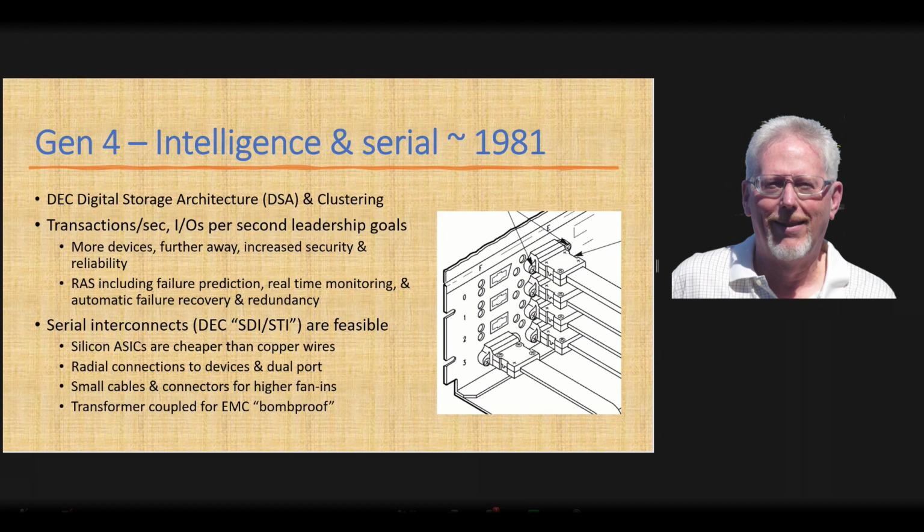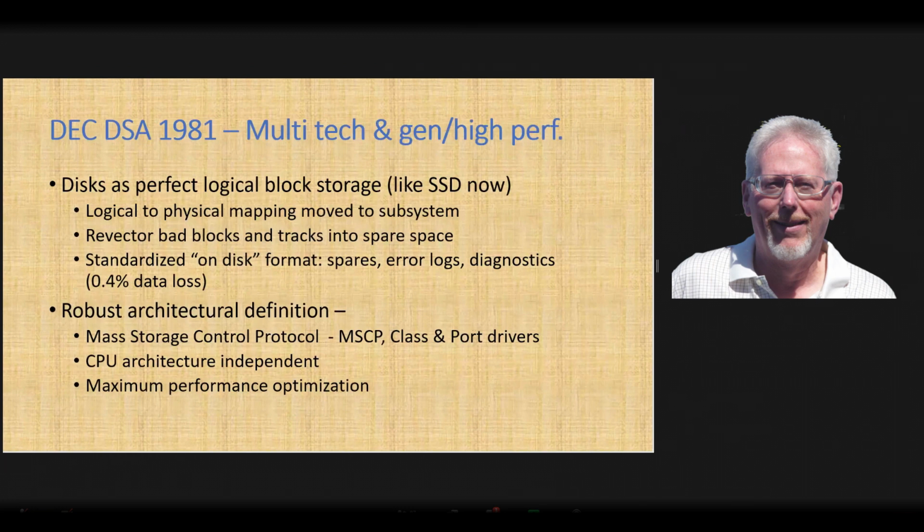And interestingly enough, this technology was transformer coupled. So multi-floor, multi-power source, and infinite ESD protection was possible. This was very interesting. The DSA came about 1981 as multi-tech and multi-generation and high performance. Disks were perfect logical block devices like SSD is now. So the disk drive actually mapped the physical to logical and revectored bad blocks into spare space. There was spare space on the disk for housekeeping to do that, and error logs and diagnostics, a very small data loss in order to implement it.